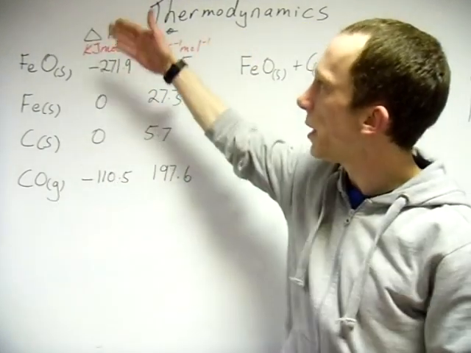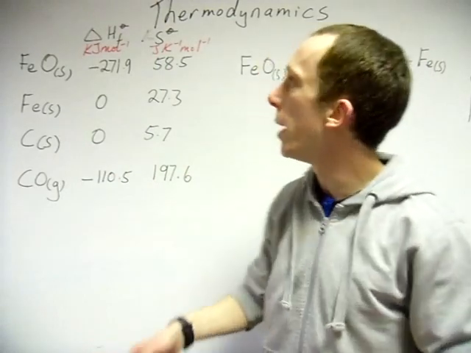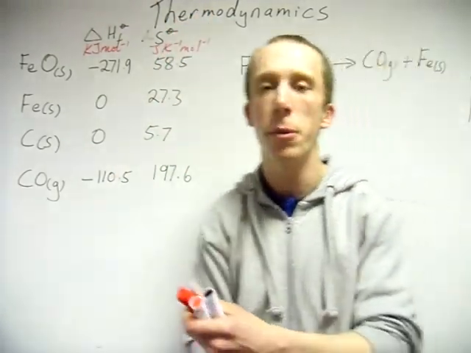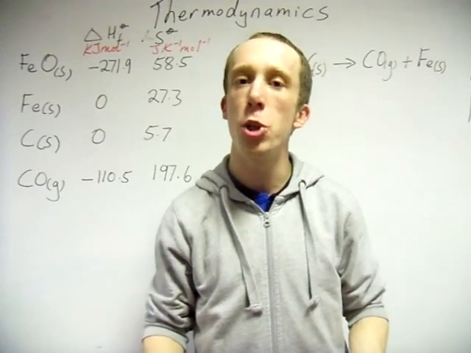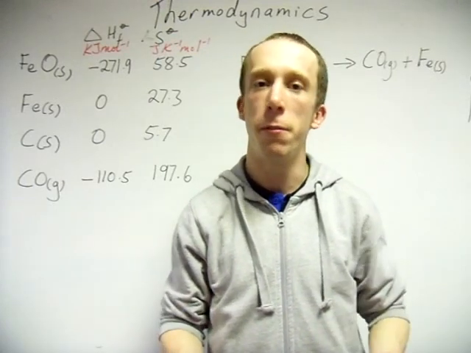Right, so we've been given some enthalpies of formation here, we've been given some entropies of compounds, and we will say we're going to work out Gibbs energy at say 450 Kelvin.